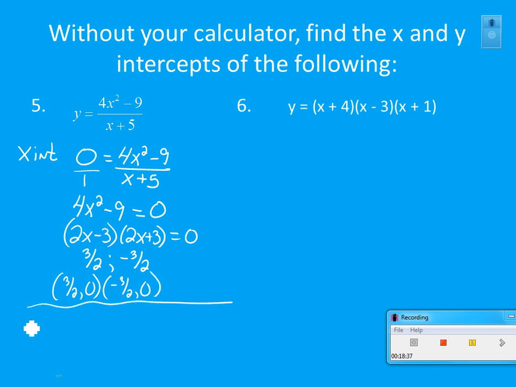For my y-intercept, let x be 0. So I'm going to have 4 times 0 squared minus 9. So I'm going to have negative 9 over 0 plus 5, 5. So my y-intercept is going to be at negative 9/5.